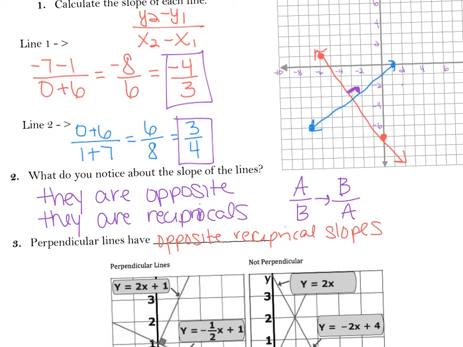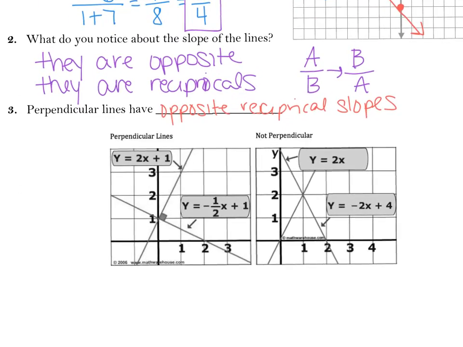So that's the important part. They're opposite reciprocal slopes. So if you're comparing two lines or two equations or two sets of ordered pairs, if their slopes are opposites and reciprocals of each other, they are perpendicular lines.